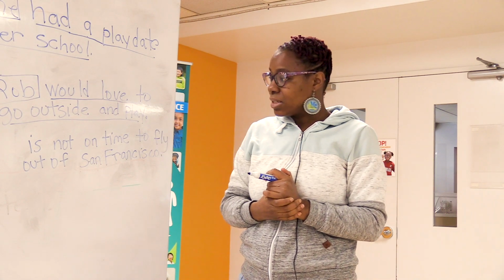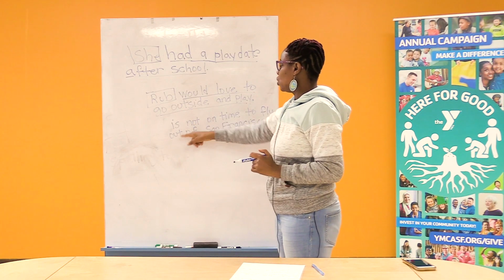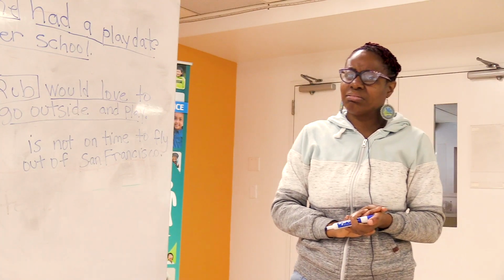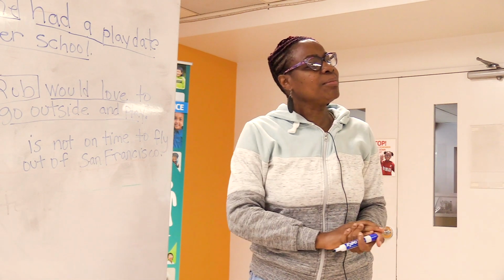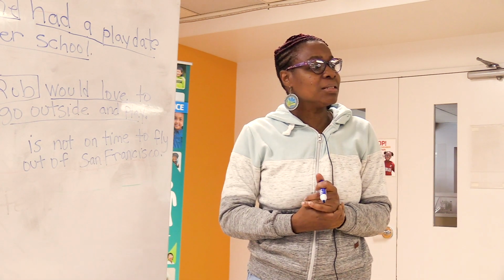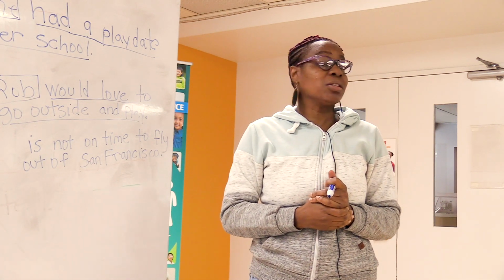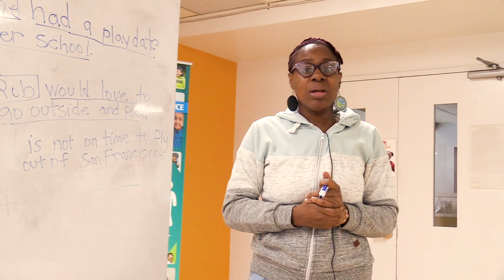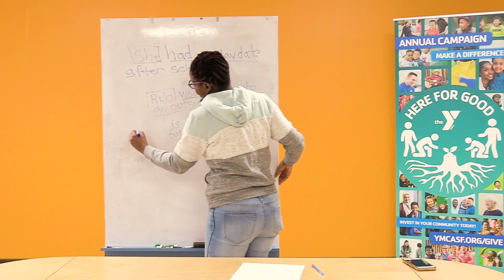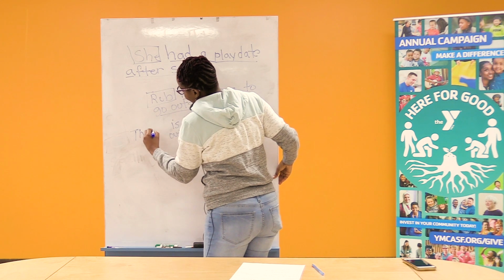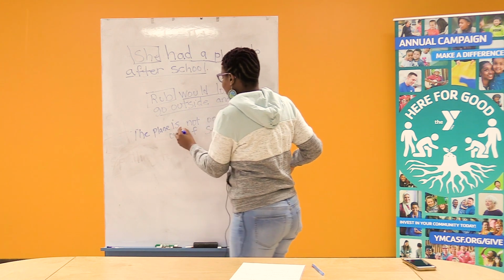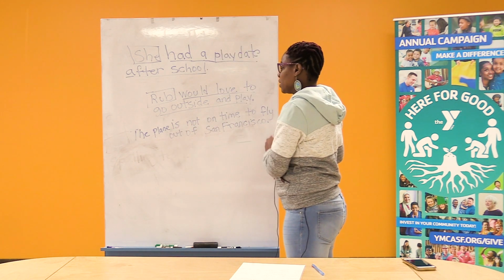Our last sentence says, is not on time to fly out of San Francisco today. Who's not on time to fly out of San Francisco today? The spaceship is not on time to fly out of San Francisco today. That would make it a complete sentence, but I've never heard of a spaceship actually flying out of San Francisco. So I guess it would make more sense to say the plane. The plane is not on time to fly out of San Francisco today.